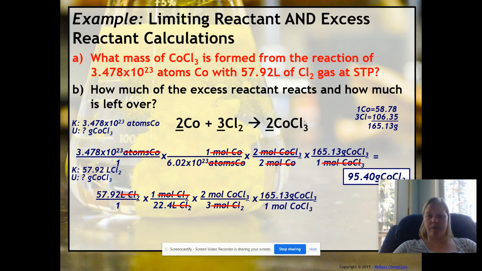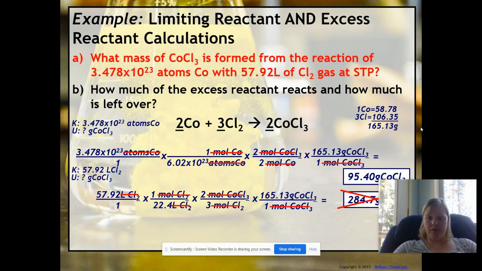We have to grab our molar mass again to turn it into grams. Okay, so if we start with 57.92 liters of chlorine gas, we would produce 284.7 grams of the cobalt chloride. We can go ahead and cross that off. That is clearly larger than the 95.40 grams of cobalt chloride. So our limiting reactant then is our cobalt atoms. And the most that can be produced is the 95.40 grams.